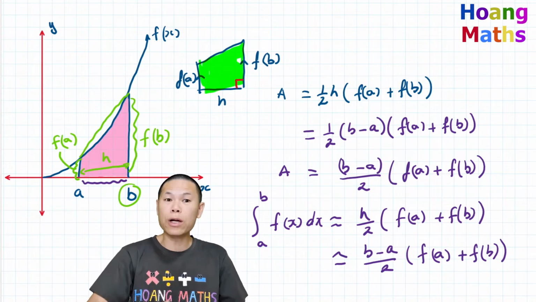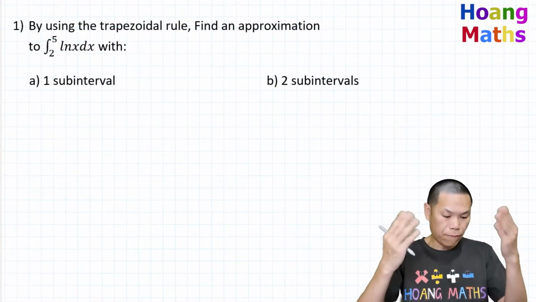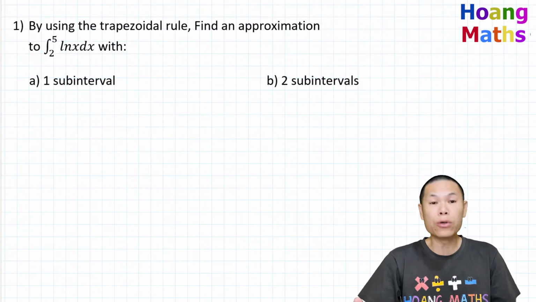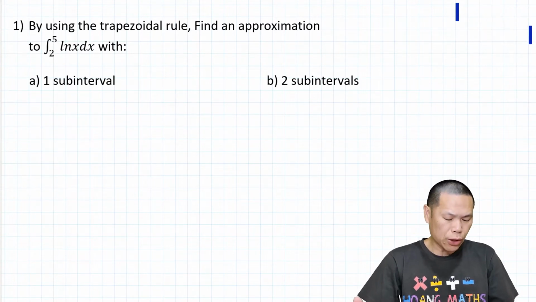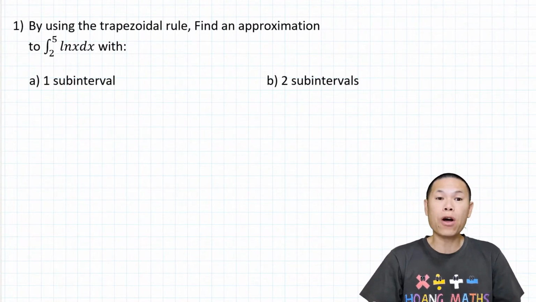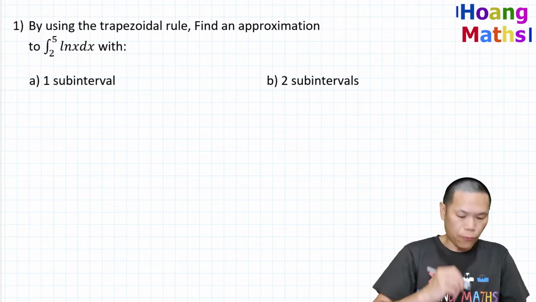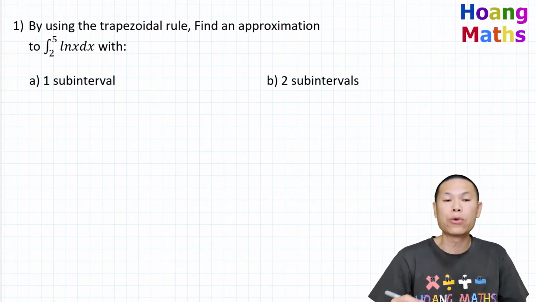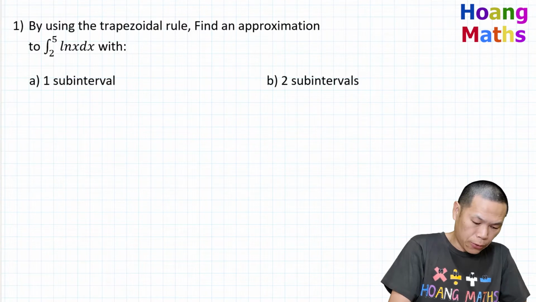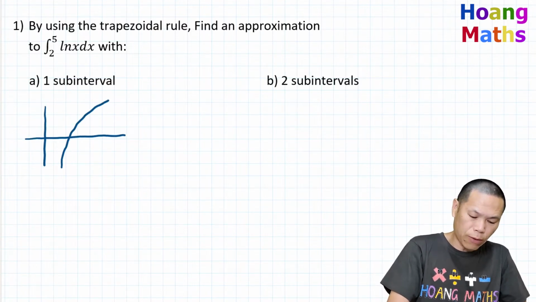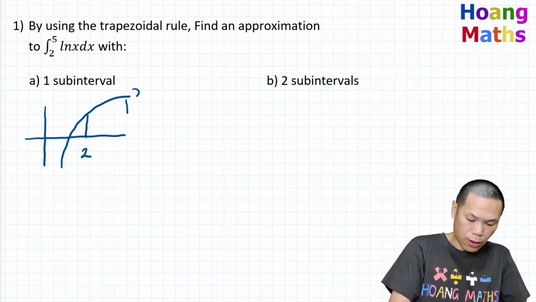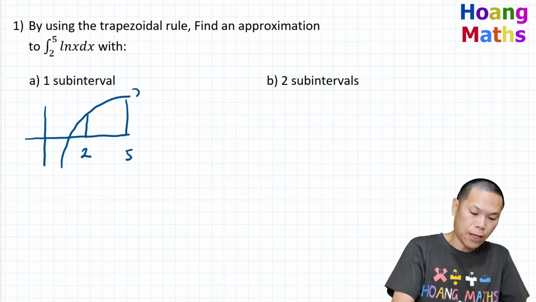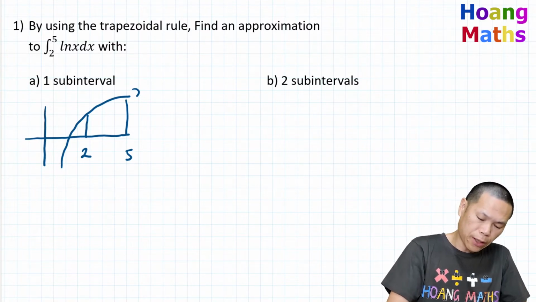So let's just go through a couple of examples. First one, by using the trapezoidal rule, find an approximation to the integral of ln x from 2 to 5. First of all, for one subinterval, let me just do a quick sketch first. So ln x is like this. Okay, so it's just a rough sketch. And then from 2 to 5. So this is 2 and this is 5. And we need to find the approximate area.